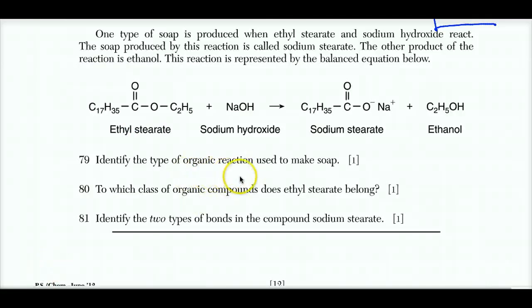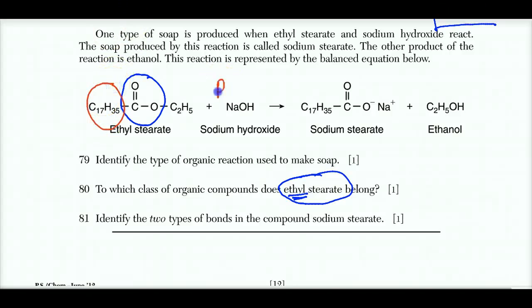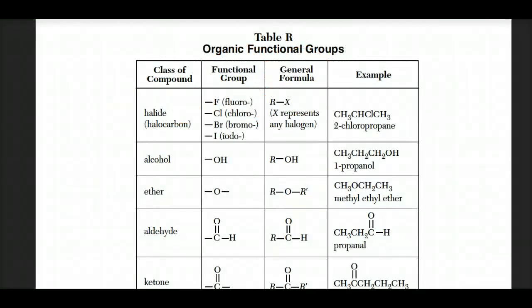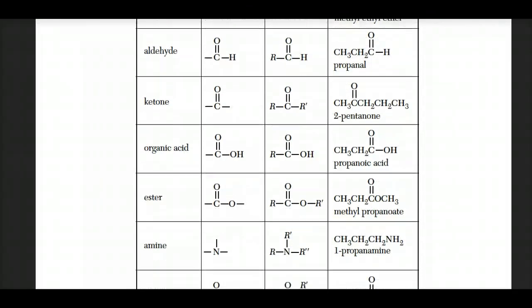Number 80. To which class of organic compounds does ethyl stearate belong? Ethyl. Well, what is this? This is the rest of an organic molecule. You can write that R. It's bonded to a C, double bonded to an O, bonded to an O, bonded to another rest of an organic molecule. This is the general formula. We have something called table R that we can go to see what that is. Let's go there. Table R, functional groups is the class of compounds. Let's go find our general formula.